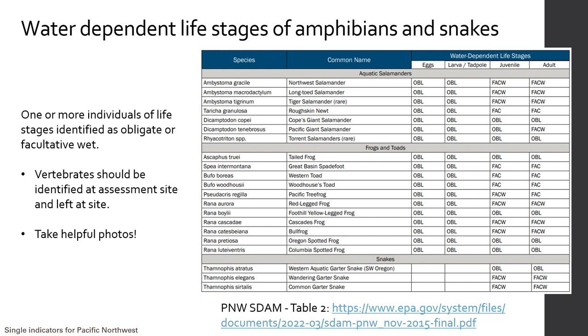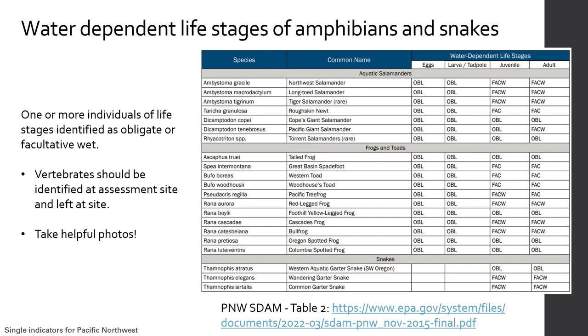For this single indicator, one or more individuals of life stages identified as obligate, OBL on the table, or facultative wet, FACW on the table, are counted. Table 2 in the Pacific Northwest SDAM, shown here, lists the species and relevant life stages.